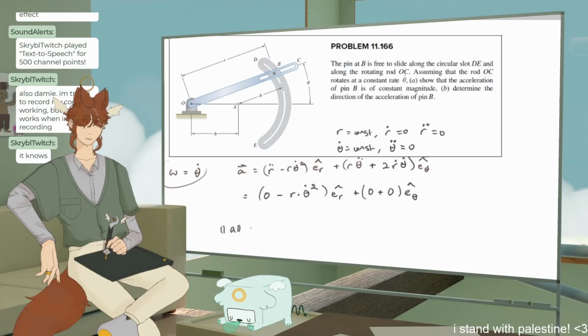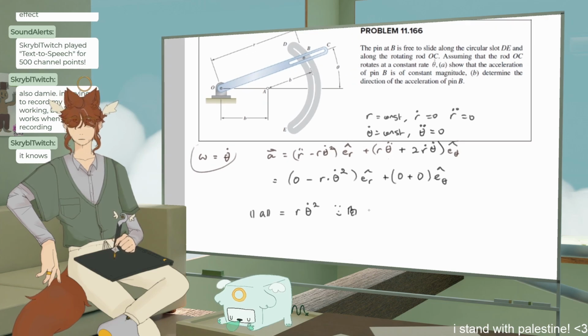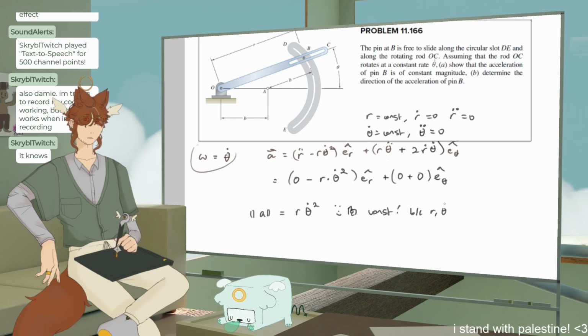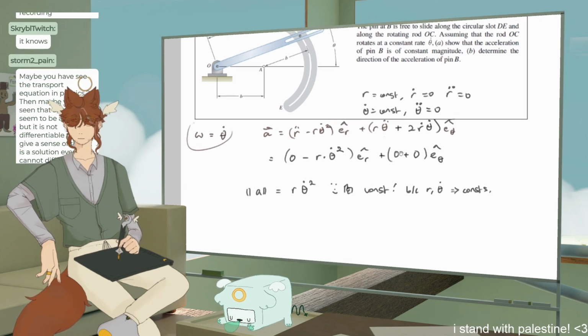Magnitude of a equals r theta dot squared, constant. It is r theta dot constant. Nice, that was simple and easy.